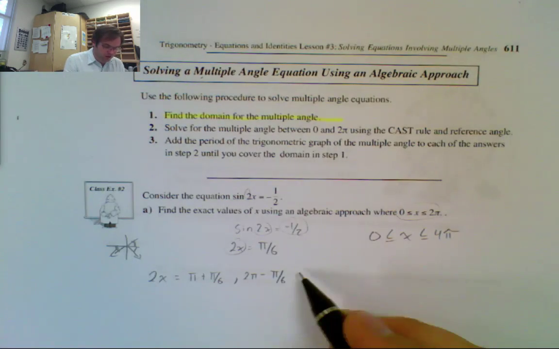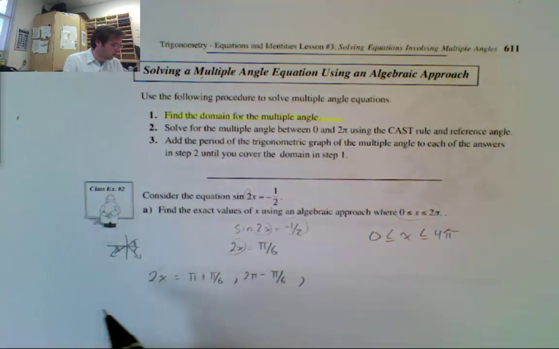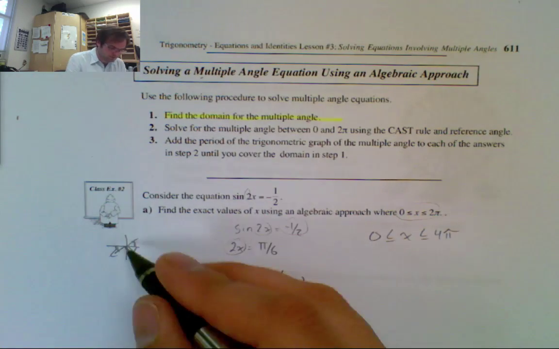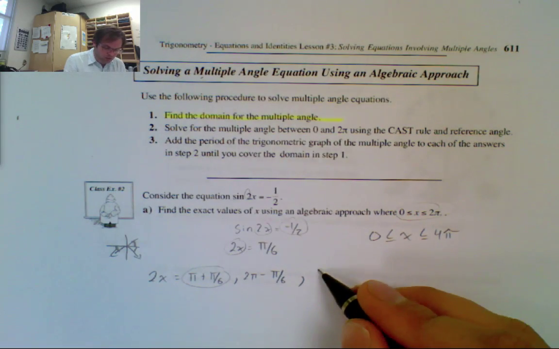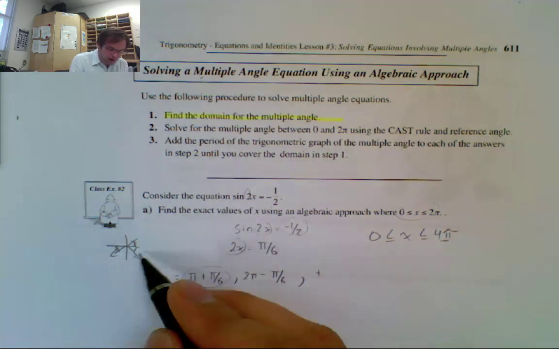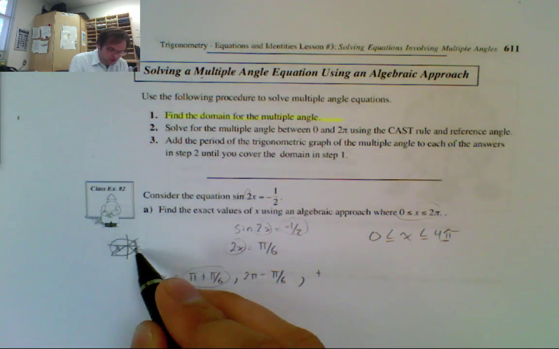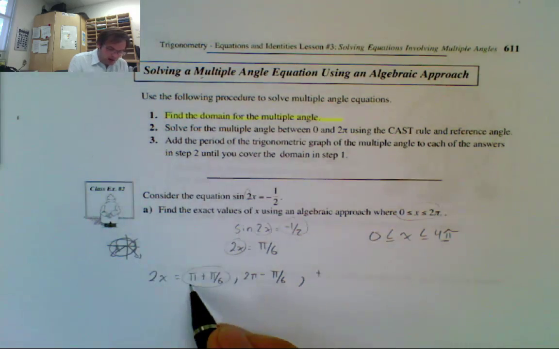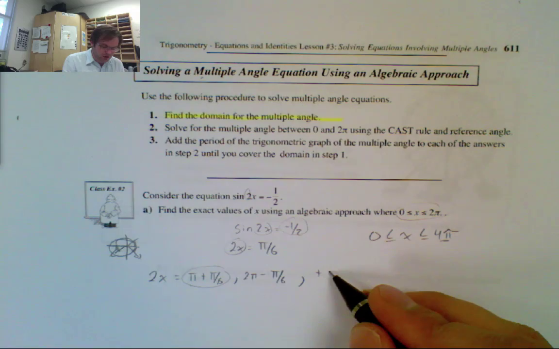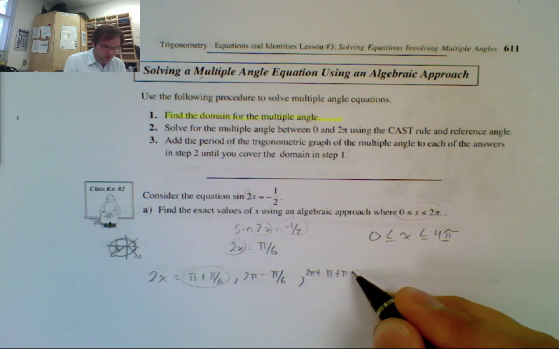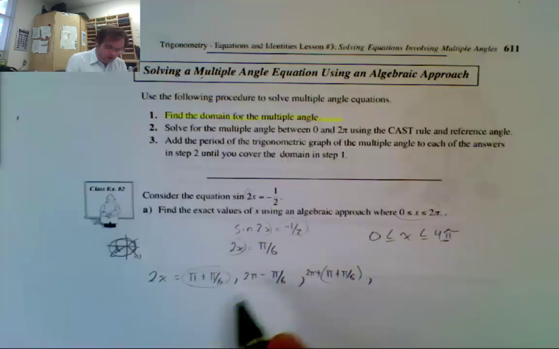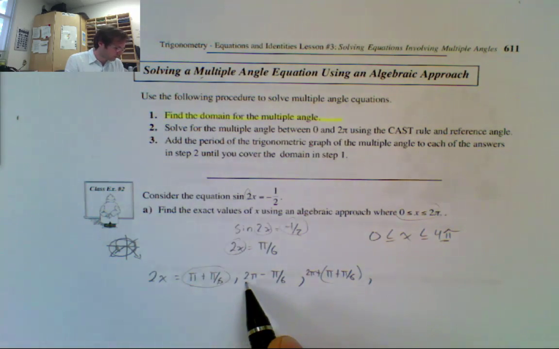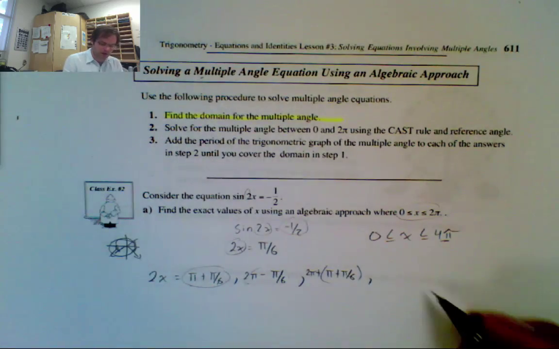Okay? But we also have, if I look at this, we could go all the way around again, which is going to be, we add to this one here 2 pi. So we could go plus, because we have all the way to 4 pi. So if we go all the way once, it's 2 pi, and then plus a pi plus pi over 6 to get back there. So that's going to be 2 pi plus pi plus pi over 6. And then we're also going to have a 2 pi minus, or sorry, plus 2 pi minus pi over 6.